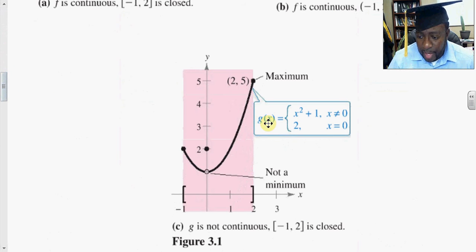If g is defined as a piecewise function, where when x is equal to 0 we get a different value for g, here said to be 2, that means you do not have a minimum anymore, but you do have a maximum, because the function is said to be closed from -1 to 2.